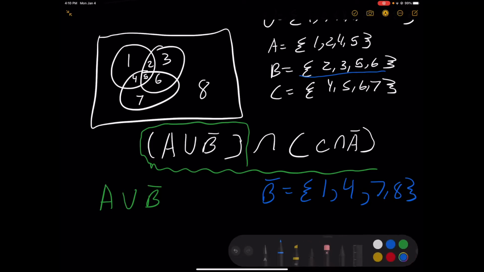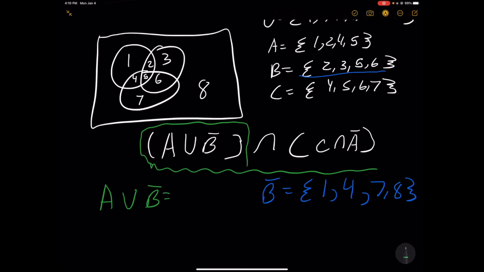So A union B complement, we can go straight for it because we have both of those pieces. We have A, 1, 2, no 3s. We have a 4. We have a 5. And then we have a 7 and an 8 from B complement. So A union B complement is going to be the set 1, 2, 4, 5, 7, and 8.